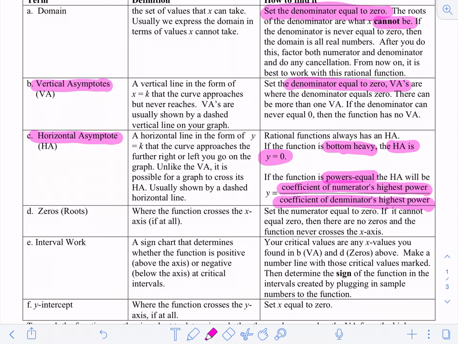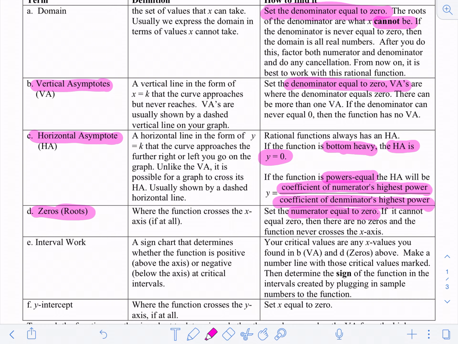Finally, the last few things is we're going to be looking at the zeros, the roots. What happens when y is equal to 0? Where does it cross the x-axis? How do we figure that out? Well, we're going to set y equal to 0, which means the numerator is going to be equal to 0, right? So it's the top number of our fraction. If that is equal to 0, that's going to be where our zeros occur.